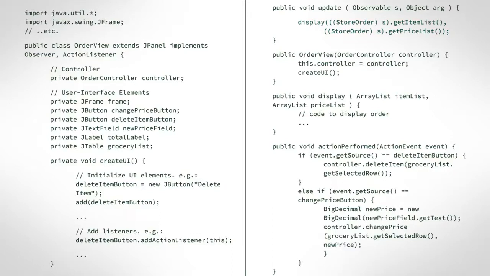What happens when we use the view to modify the model? Look at the event handling here. Notice that nothing here calls a method of the model. Instead, they call methods of the controller. The controller might look something like this.